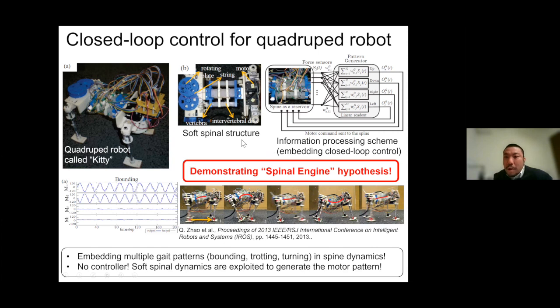So in this work, we made a spine part using silicon, and this silicon embeds a string, and we have a motor, and by pulling this string, we induce some deformation of the spine part and generate some locomotion pattern. And by using this dynamics as a reservoir, we implemented some closed loop control. And we show that we can embed lots of gates by using this spine reservoir. Please check this paper for details.